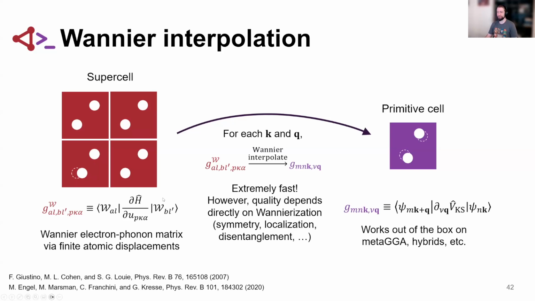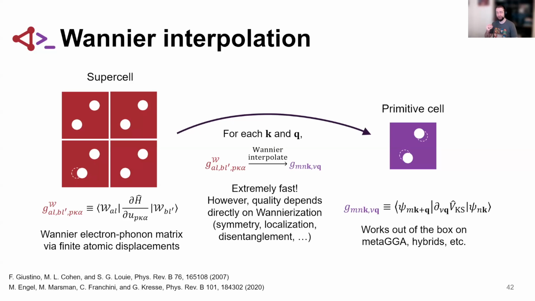So this interpolation, once you have obtained this matrix, is really just a global, let's say, generalized Fourier interpolation, and it is very, very fast. However, the quality of this interpolation depends heavily on the quality of your Wannierization. So how you construct Wannier orbitals. Like I said, symmetry of these orbitals, localization. There's also something called the disentanglement procedure that plays a huge role.